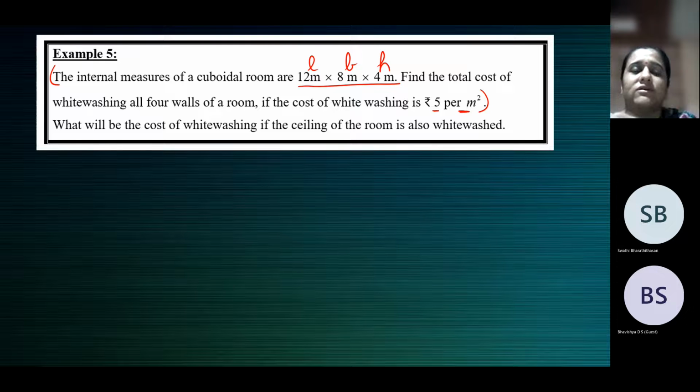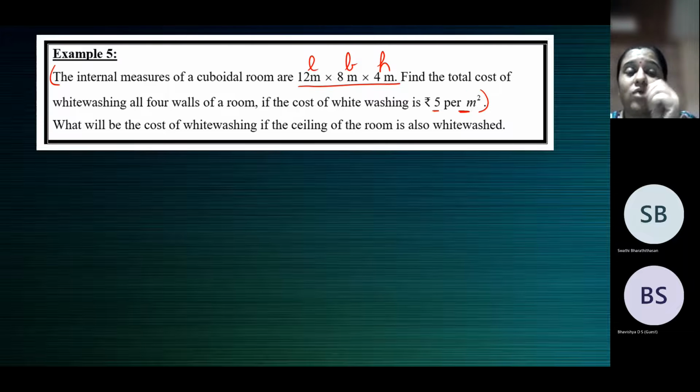Now supposing the 4 walls have an area of 100 meters square. So 1 meter square will cost 5 rupees, like 1 kg of fruits costs 20 rupees. 5 kgs, 5 into 20, 100 rupees. So you want to buy 5 kgs. Similarly here, to whitewash 1 meter square, you have to spend 5 rupees. To whitewash 2 meter square, you'll have to spend 10 rupees. 3 meter square, 15 rupees, and so on.